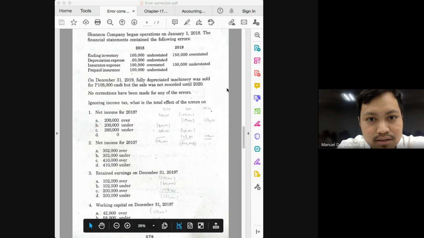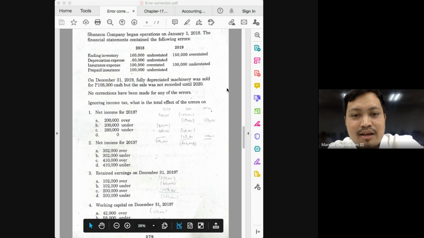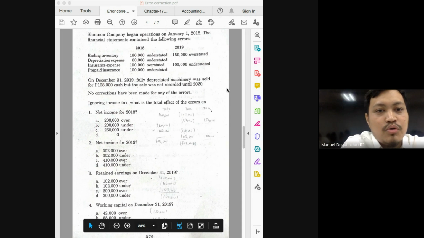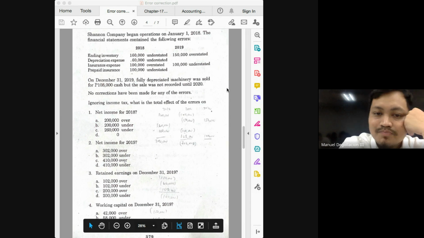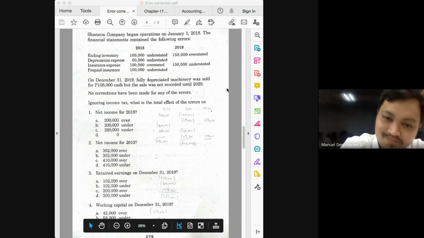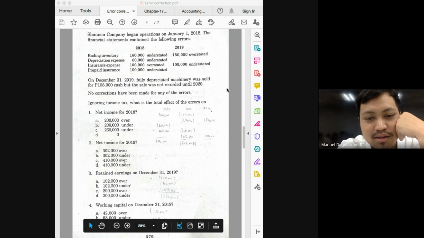Next is no error for depreciation expense. Insurance expense is understated, and I hope you understand why this is the case. Just similar to 16-9. Everything was recorded in 2018, but some of it should have been recorded in 2019. So how do we correct this one? Expenses is understated. That means net income must be overstated. So another overstatement, class, 100,000 this time.